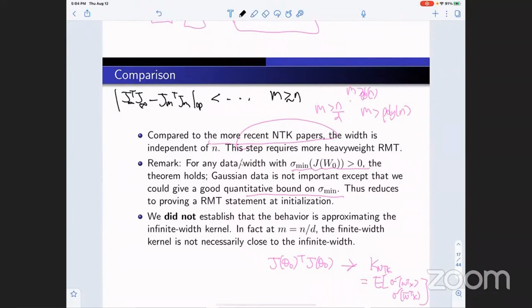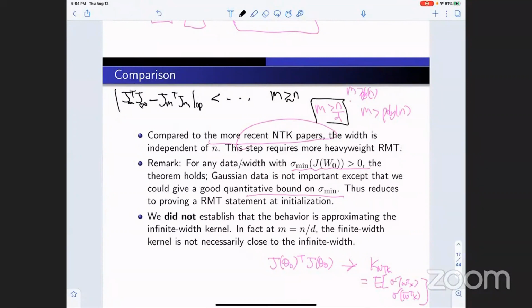I don't actually know. I think Andrea knows, but if it's not, I think it's at least n squared. It's definitely not linear. I know for a fact that if m equals n over d, it's not true. You don't get operator norm convergence.